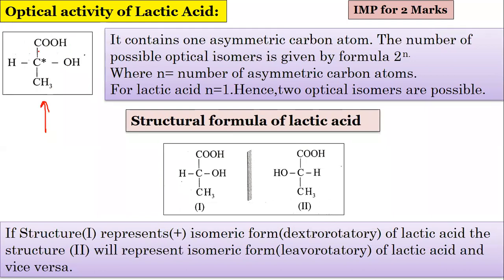You can show OH above and below, don't worry. But this carbon we have to show with an asterisk mark. It is a chiral carbon because these are 4 different groups: COOH is different, OH is different, CH3 is different, and H is different. Now, how many chiral carbon atoms are there?